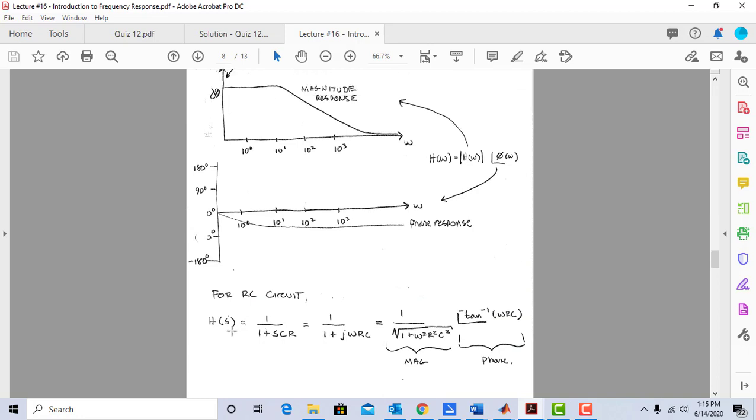And here they are. Our transfer function is 1 over 1 plus j omega RC. And I'm going to split that up so I can make these 2 plots. So what I'm going to do is use the Pythagorean theorem to get my magnitude, and then I'm going to use an arctangent to get the phase.